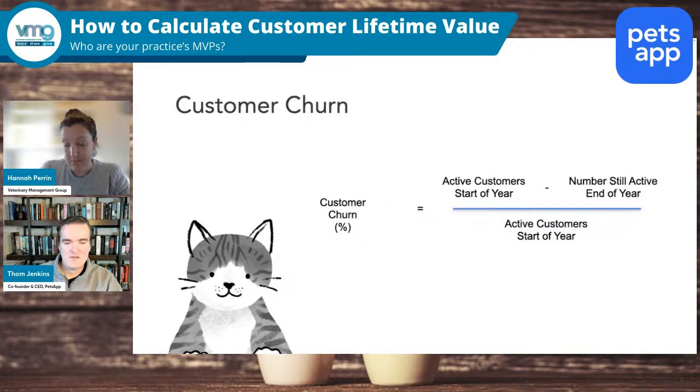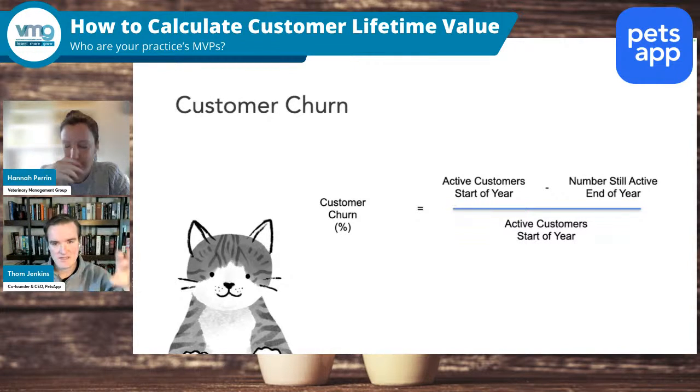Well, your customer churn, the rate at which clients are leaving your business, is going to be equal to the active clients at the start of the year minus the number still active at the end of the year. So this is something called a cohort. We're going to take a cohort of customers from the start of the year, and we're going to look how many of that same cohort are still active at the end of the year. It is not your active client numbers at the start of the year minus your active client numbers at the end of the year, because you may have added new clients. It's not those new clients that we're interested in for this calculation.